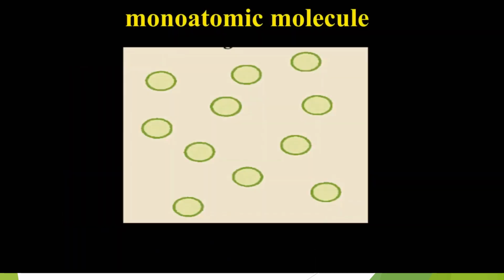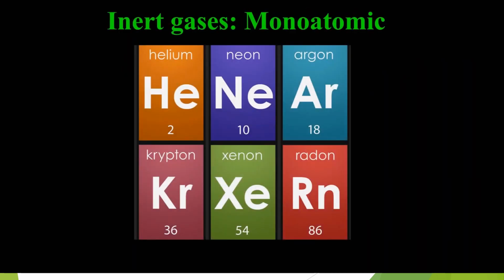But in the case of a monoatomic molecule, atoms do not make any bond with similar or different types of atoms. They remain independent. All the inert gases, helium, argon, neon, krypton, xenon, and radon are monoatomic molecules.